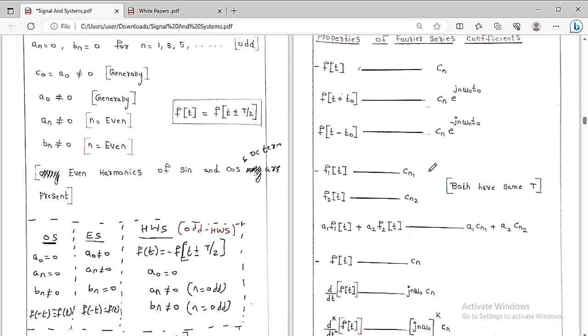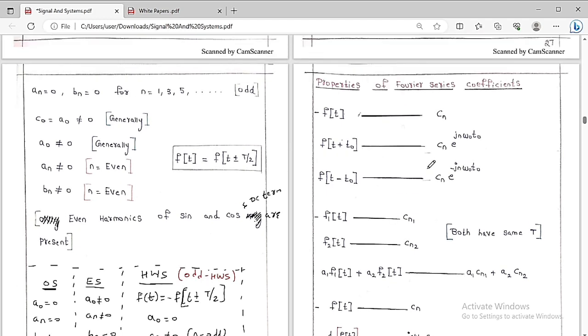Now let's go to some important properties of the Fourier series coefficients. We are going to discuss the properties of the Fourier series coefficients. Basically, only the exponential Fourier series coefficient Cn we are going to discuss, in a very detailed manner.